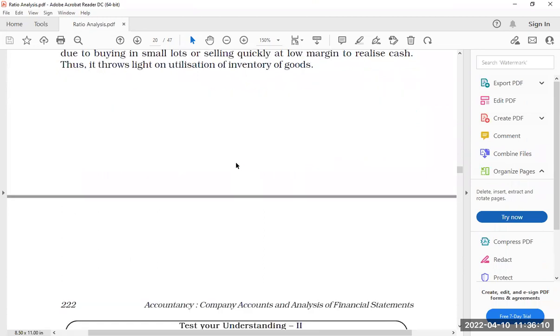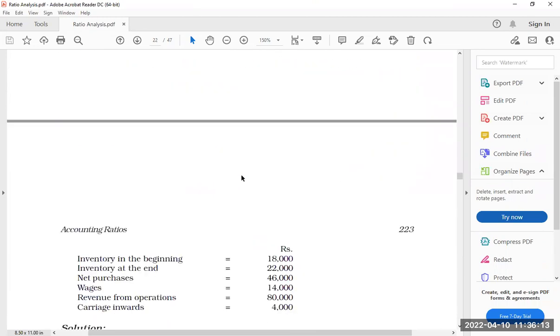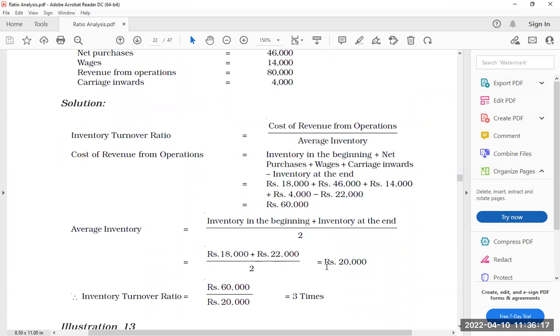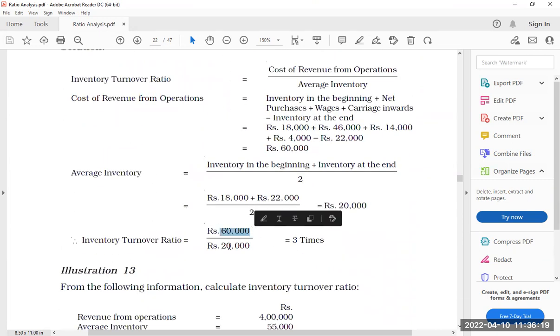I'll give a simple example. Look at this. Inventory turnover ratio: 60,000 divided by 20,000. What is 60,000? 60,000 is the cost of revenue from operation or sales, divided by 20,000. Answer is equal to 3 times.